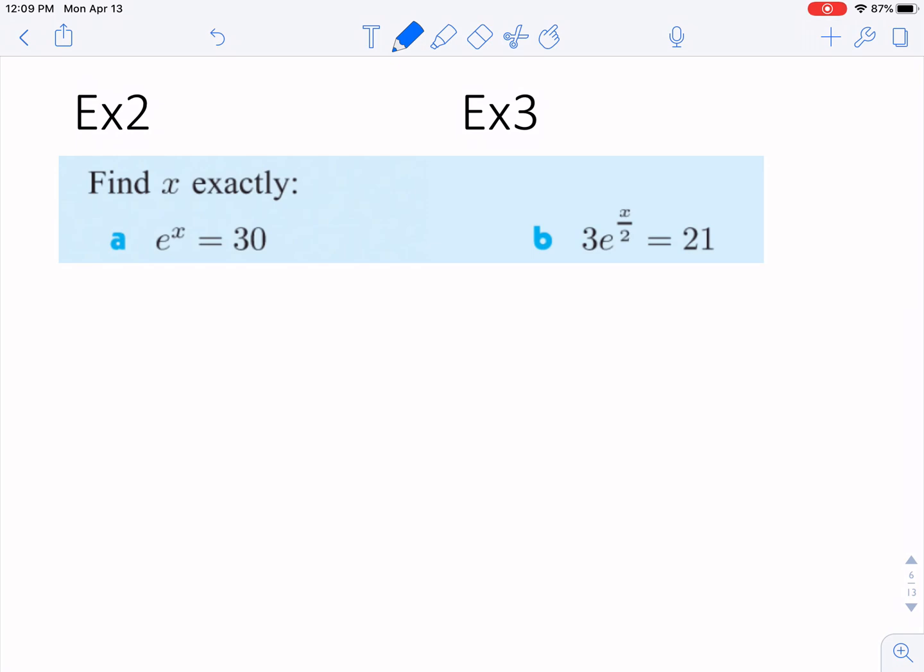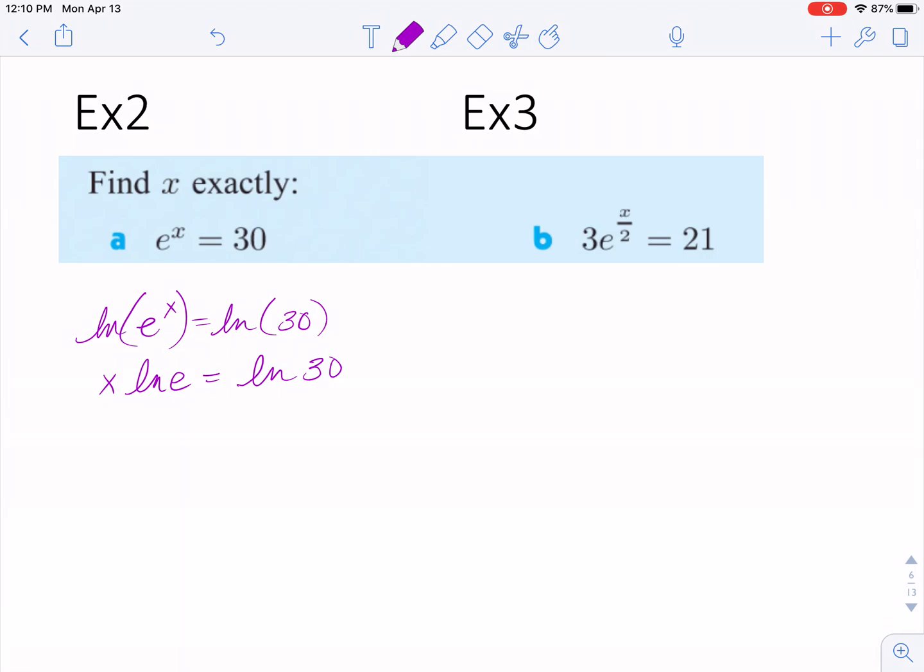Now, you can use base 10, you can use base e. I tend to use base e, again, like I said, instead of base 10 because log is 3 letters and natural log is 2 letters. So if I'm going to look at this one, I'm going to say e to the x is equal to 30. I'm going to take the natural log of both sides, right? X comes in front. We have x ln of e equals the ln of 30.